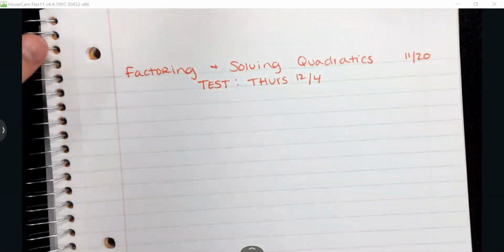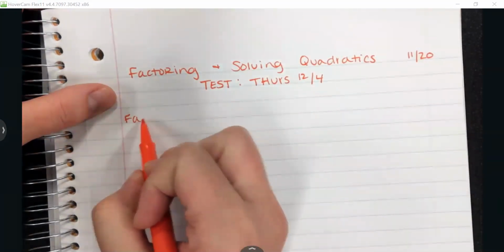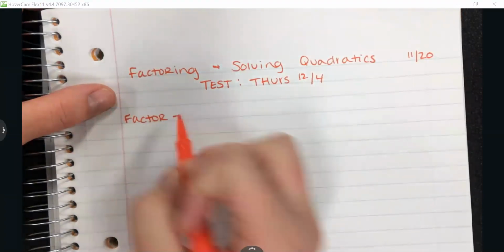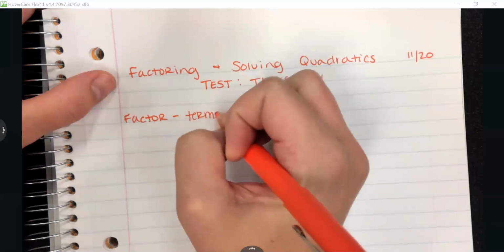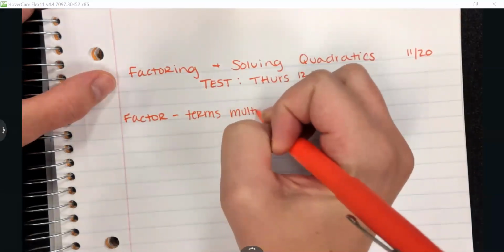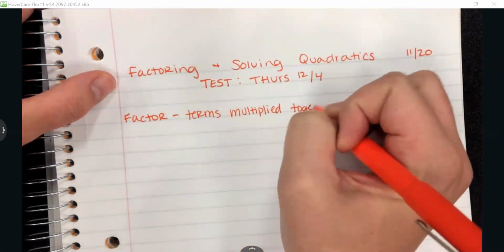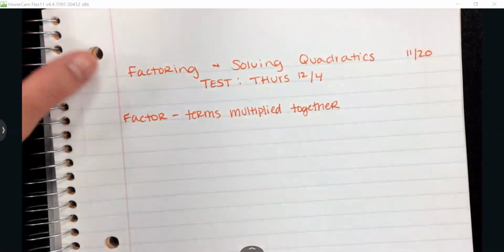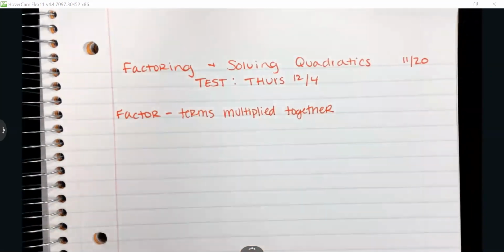So the first thing we have to know are some vocabulary words. The first vocabulary word is a factor. What are factors? Factors are the terms multiplied together. So what I'm multiplying are my factors.